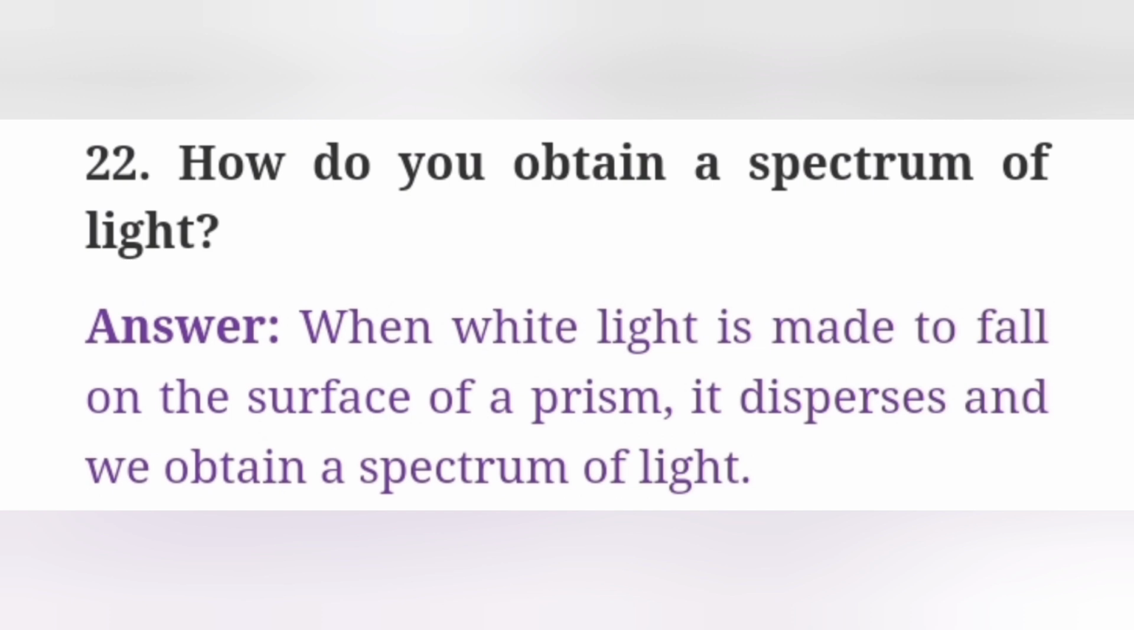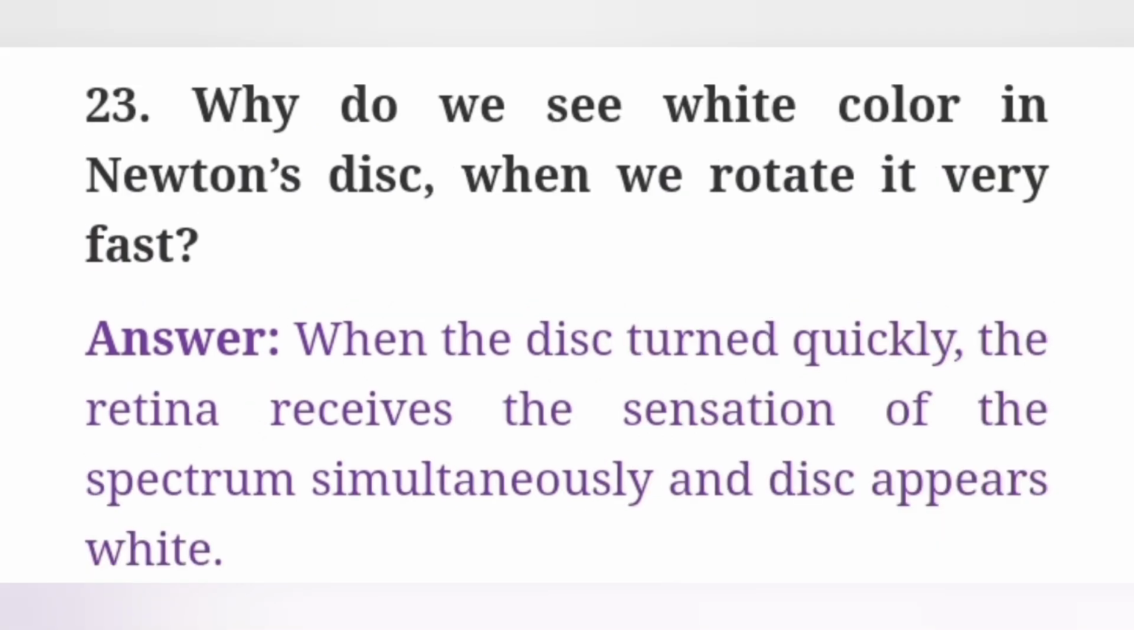22nd question. How do you obtain a spectrum of light? When white light is made to fall on the surface of a prism, it disperses and we obtain a spectrum of light. 23rd. Why do we see white color in Newton disk? When we rotate it very fast, the retina receives the sensation of the spectrum simultaneously and the disk appears white.